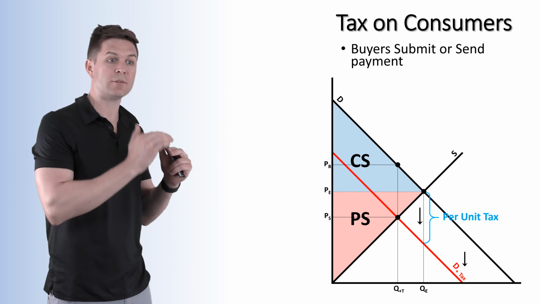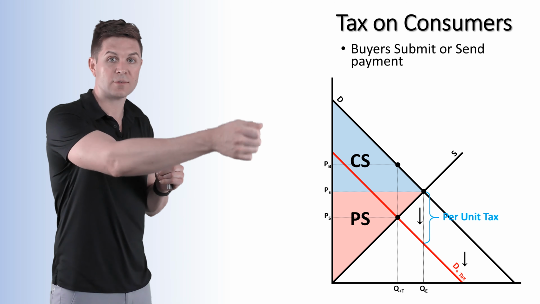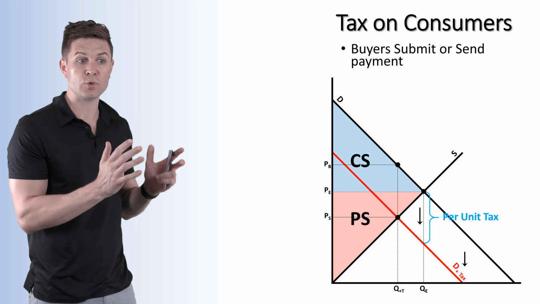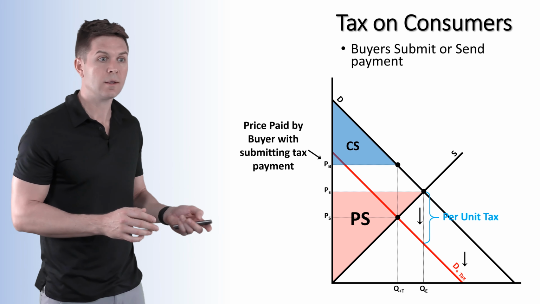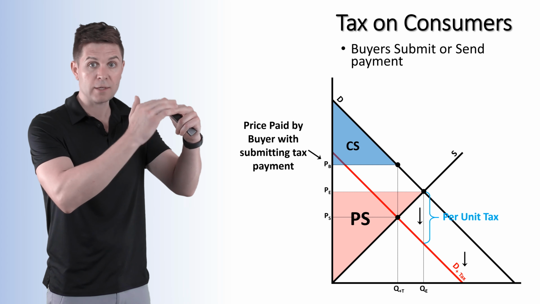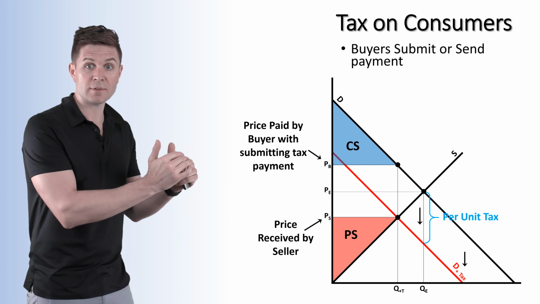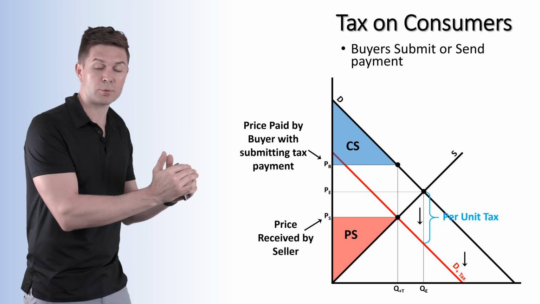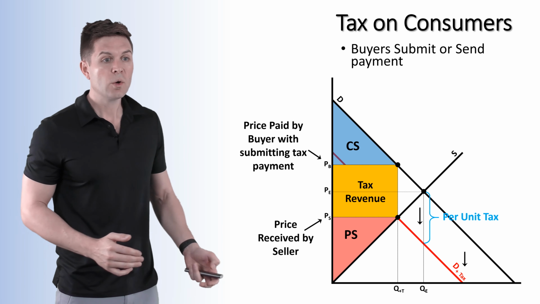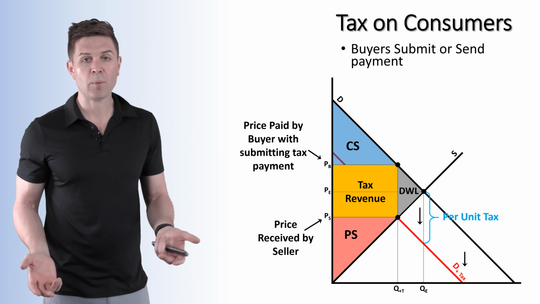So the distance between PS and PB represents that extra tax, that extra payment the buyer has to submit to the government, giving us a new price that the buyer has to pay. Now, this new price causes a smaller consumer surplus, just like the lower price that the seller receives is going to cause producer surplus to go down. We are then going to have a tax revenue as usual, and also a deadweight loss.